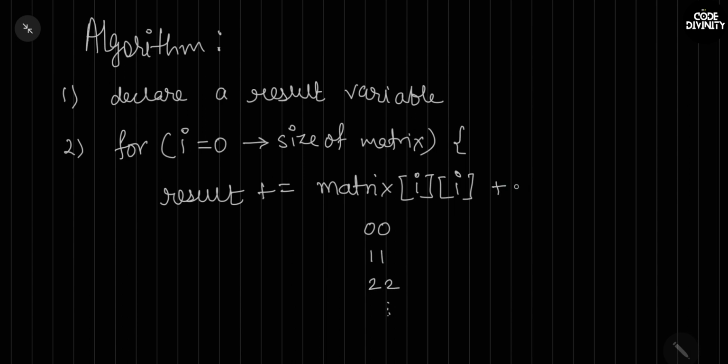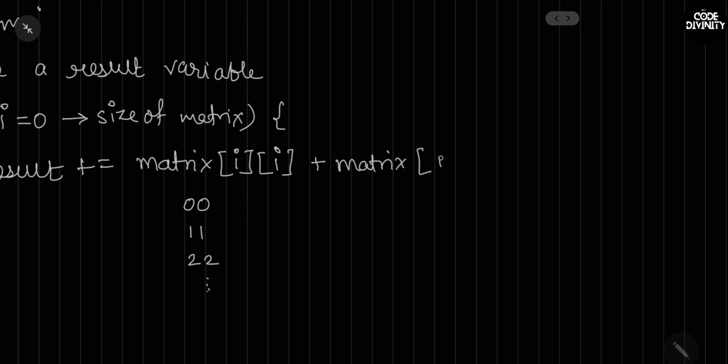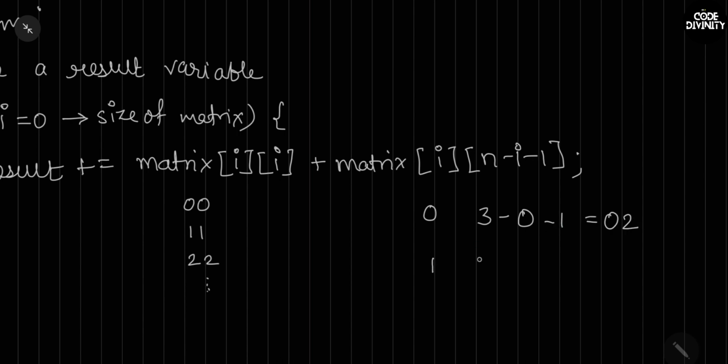Then for the second diagonal, our index will be matrix of I and then n minus I minus 1. So if our I is 0 and our n is 3, it will be n minus I which is 3, then minus 1. So this will be equivalent to 0 2. Then when I becomes 1, n is 3, minus 1 minus 1 and this will give us 1 1. For 2 it will give 3 minus 2 minus 1 and that will be 2 0. This portion gives us the second diagonal.